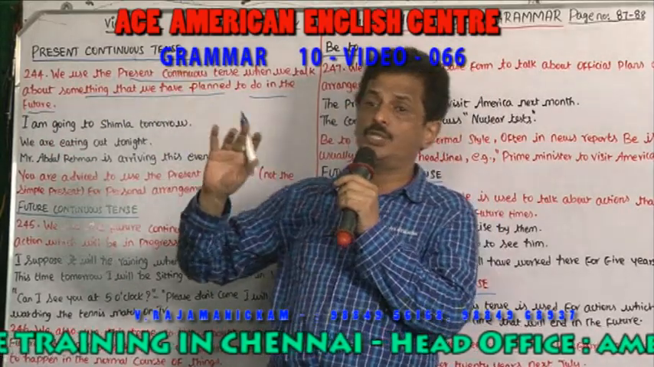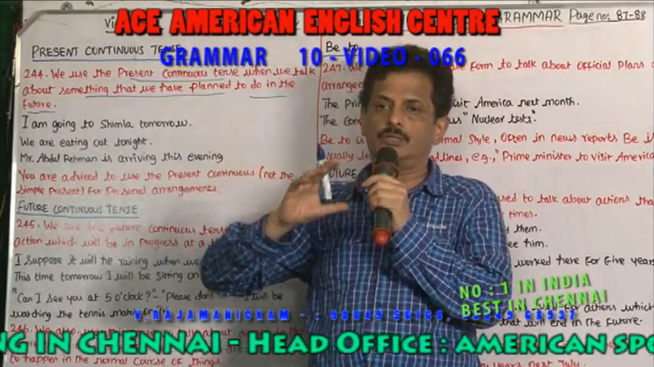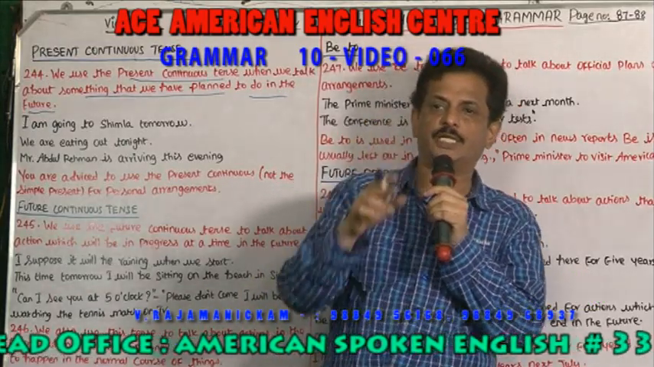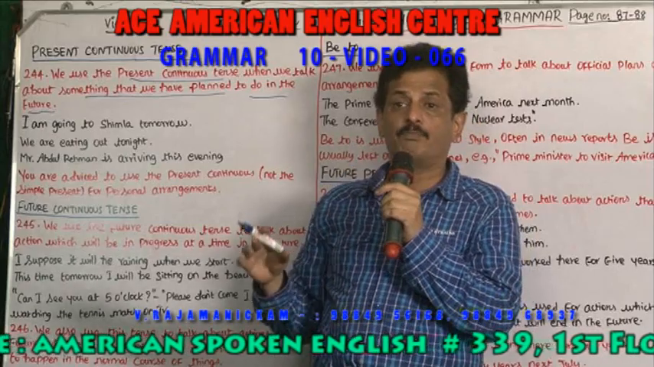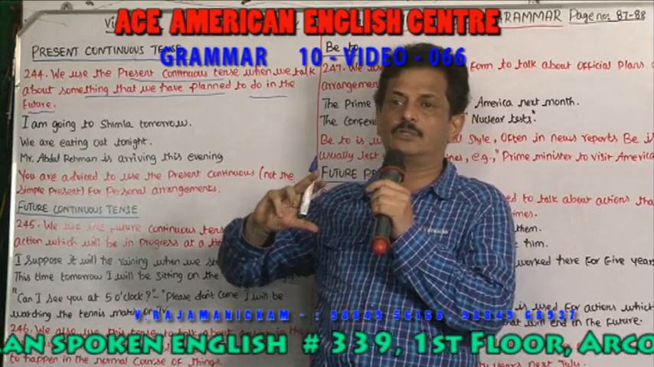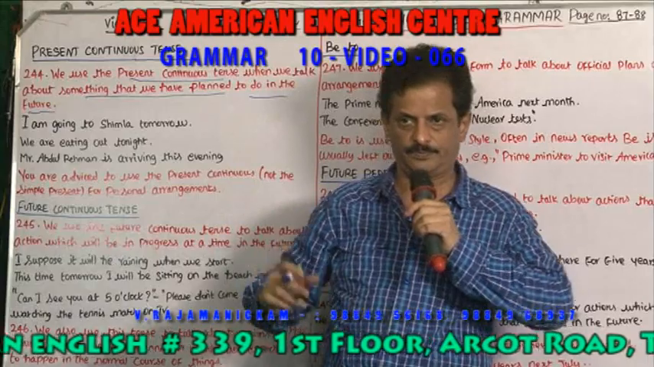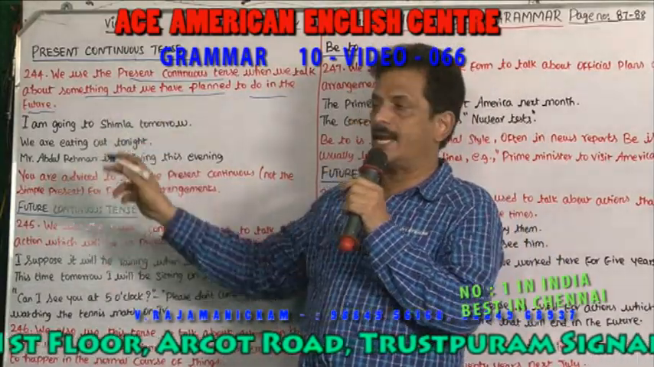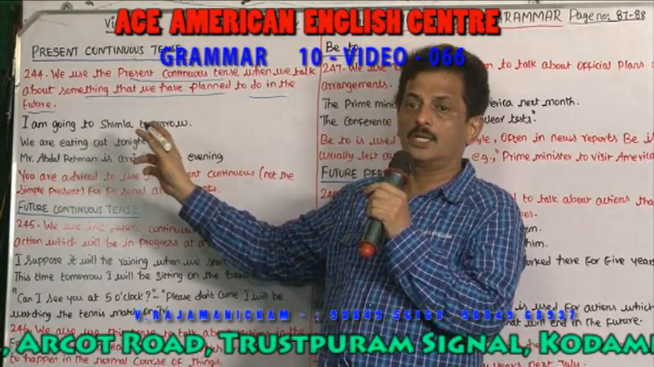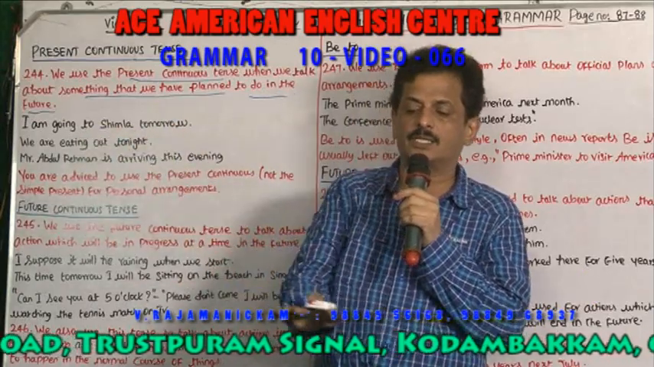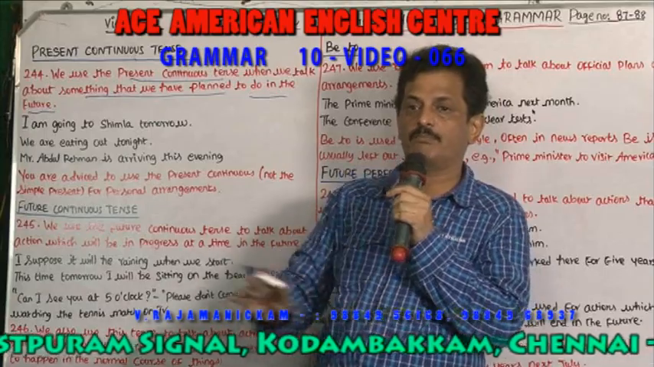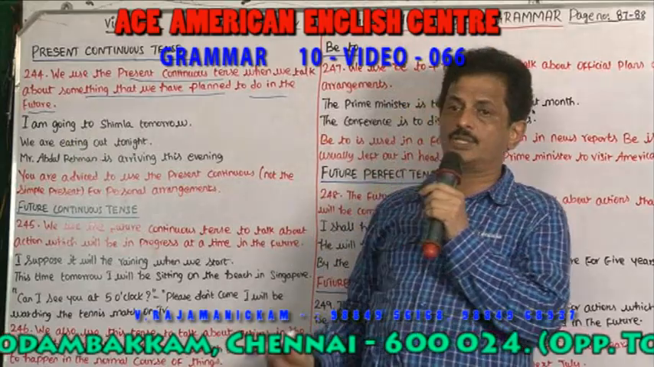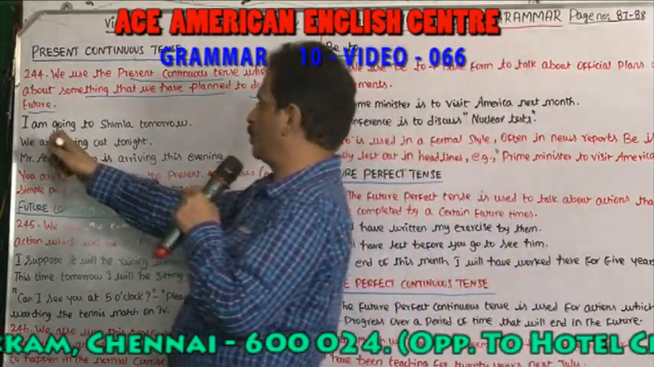So present continuous tense is used not only for the action which is going on in the present. She is studying there. He is writing there. But not only for that, it is also used for the future. For example, I am going to Shimla tomorrow. See, I am going to Shimla tomorrow. It is not the action which is taking place at the time of speaking, but the action is going to happen in the future. So present continuous is used for the future.